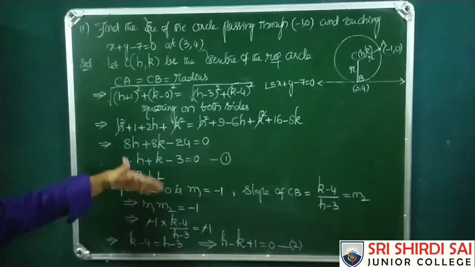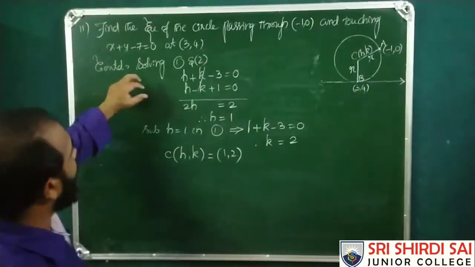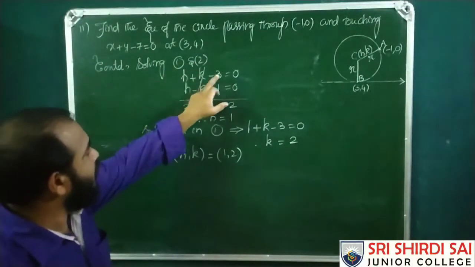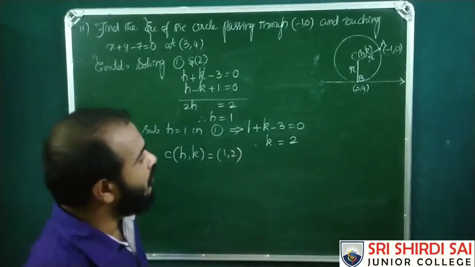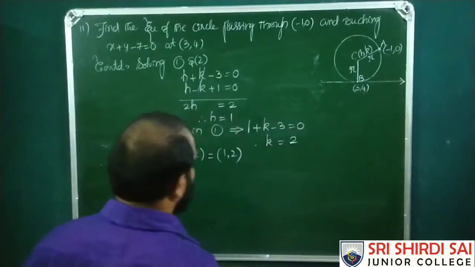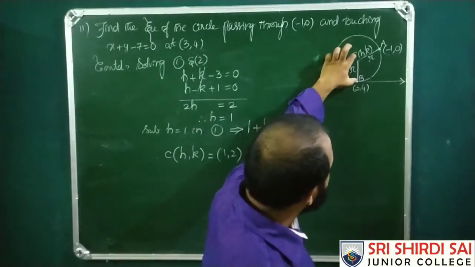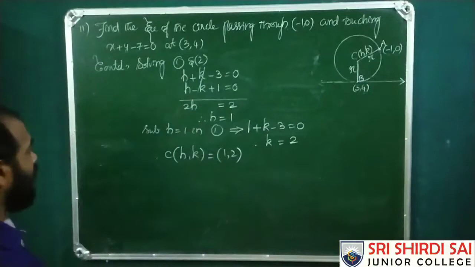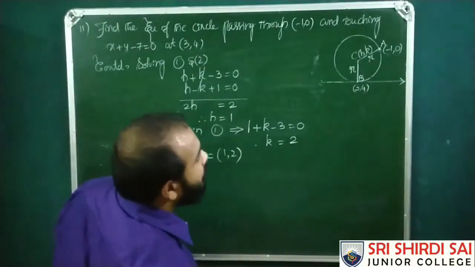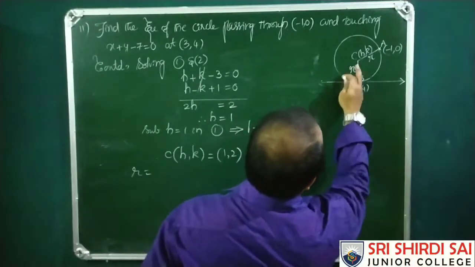Now solving 1 and 2. If we solve equations 1 and 2, h plus k minus 3 equals 0 and this, then the center h comma k is 1 comma 2 is what we are getting. Now to obtain the radius, the distance from this point to this point, or this point to this point, gives the same answer. So the radius r equals CA.